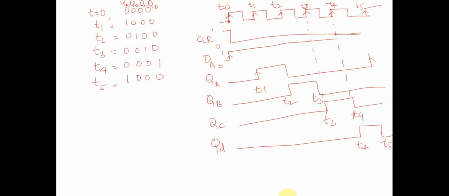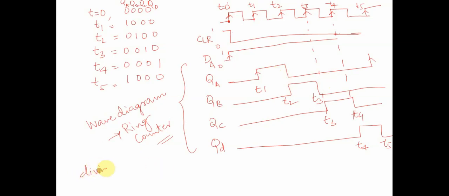Correct? Now this particular wave diagram is the one where we say that this particular example is an example of a ring counter. And what we have achieved over here is that this circuit is nothing but a divide by 4 circuit.